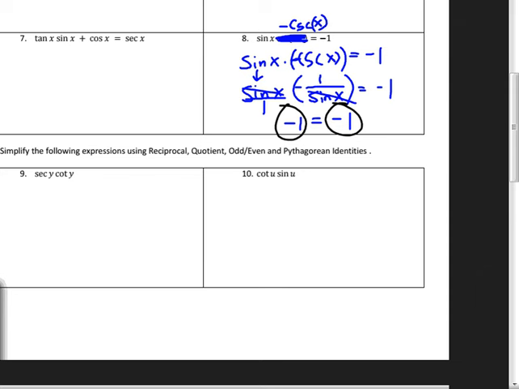All right, so who's got an idea? What could I replace with what up here on number 7? Yes? Sine over cosine. I like it. All right, so if I replace this tangent with sine over cosine, and I'm timesing by sine x, then I'm adding cosine x equals secant x.